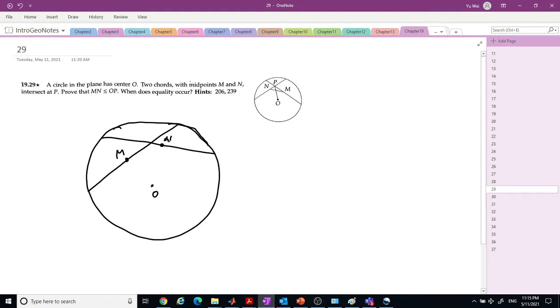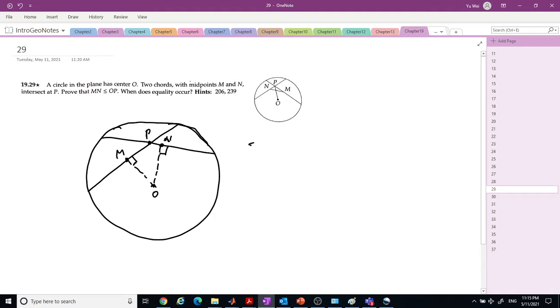Yeah, so we know from O to the midpoint, this is the perpendicular to the chord. Then they intersect at P. So we want to prove MN is less than or equal to OP.